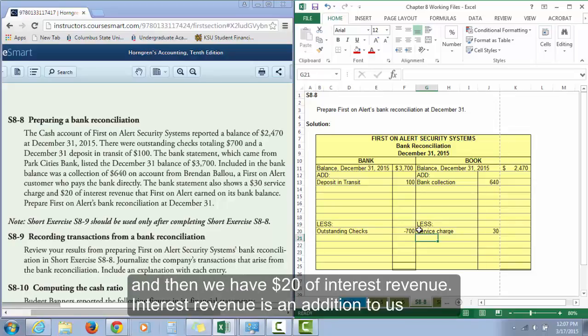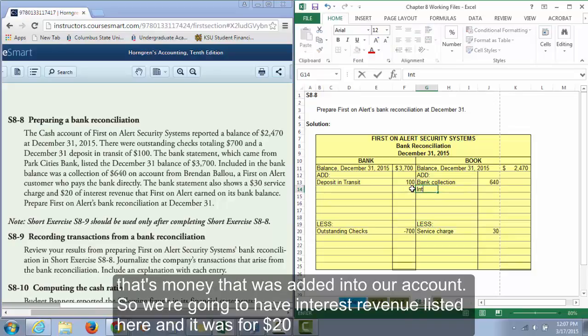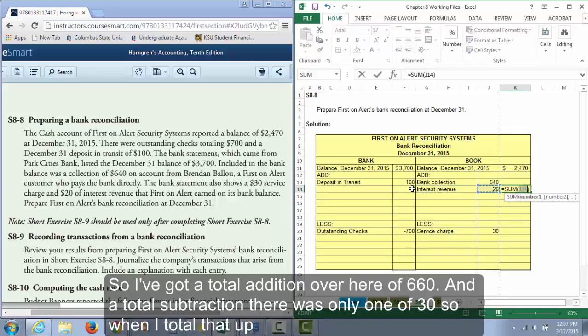And then we have $20 of interest revenue. So interest revenue is an addition to us, right? So that's money that was added into our account. So we're going to have interest revenue listed here, and it was for $20. So I've got a total addition over here of $660 and a total subtraction, there was only one, of 30.